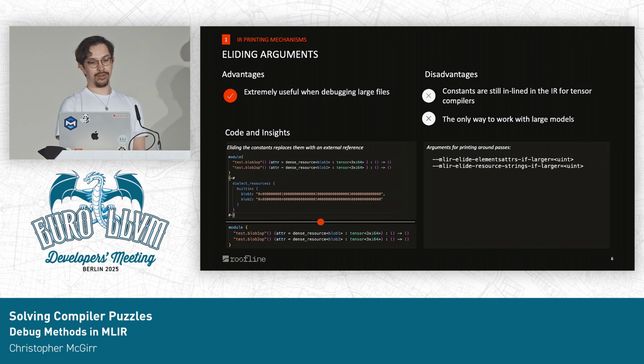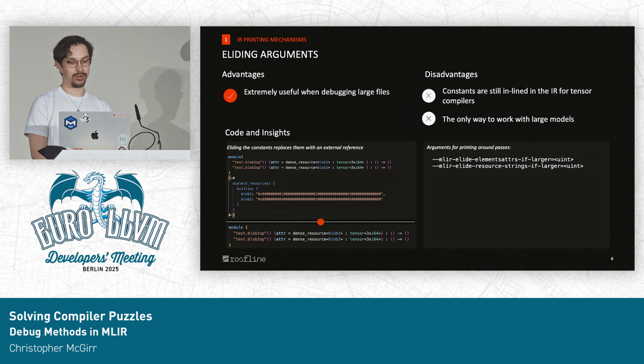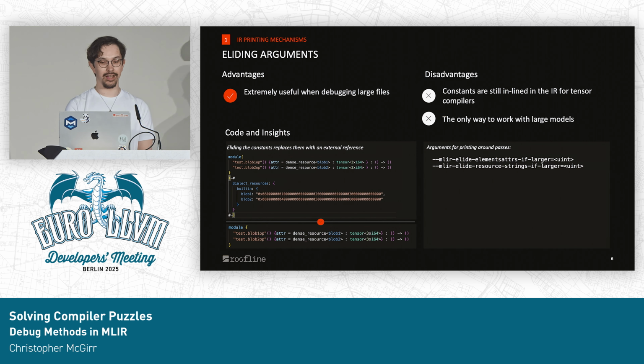So as I mentioned before, the models you're working with oftentimes will have the constants in IR. And this can be quite cumbersome when you're reading it from disk and when you're trying to read it in a terminal or an IDE. So one of the things I always use is the elide functionality.